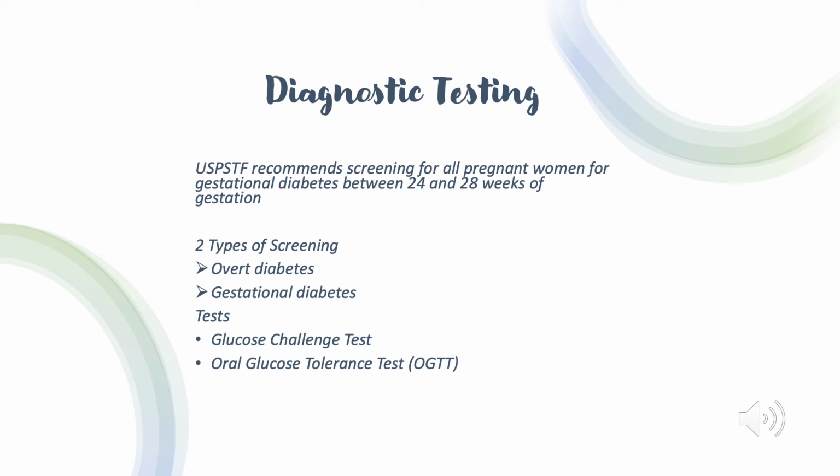If the result is 140 or higher, the patient is advised to return for another test, which is the oral glucose tolerance test. OGTT requires the patient to fast for at least 8 hours and have a blood draw done once every hour for 3 hours. An official diagnosis of GDM is made when two abnormal readings occur: overt diabetes, which is pre-existing and diagnosed at the initial visit, and gestational diabetes diagnosed during pregnancy.